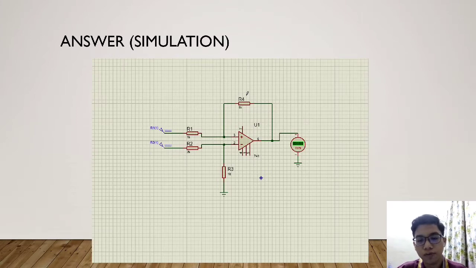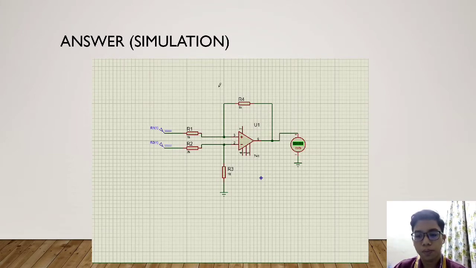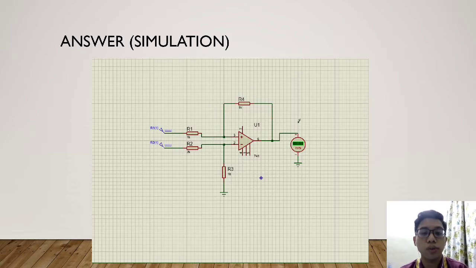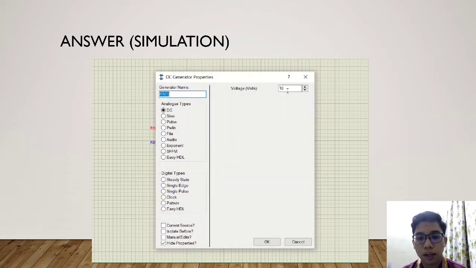Alright, so this is the answer for question 1 for the simulation. The purpose of doing this simulation is to determine whether the answer from the calculation or the theory method is the same as the simulation. So this is the circuit that has been configured in Proteus. We have 4 resistors and 1 op-amp, that is IC 741, functioning as the op-amp. And we have 2 DC voltage supplies: 10 volt for voltage 1 and 9 volt for voltage 2.